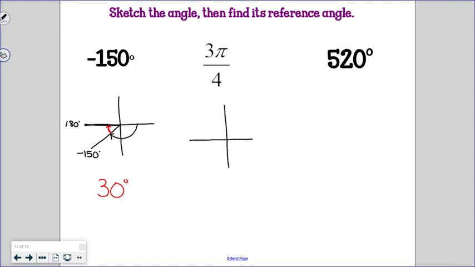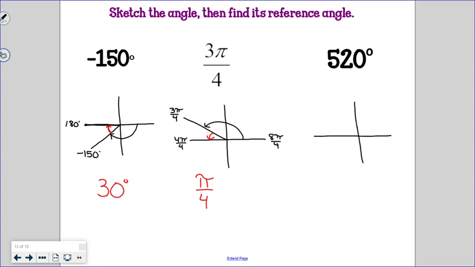Switching to radians. Again, to draw my angle, I think in terms of the denominator, 4 over 4 and 8 over 4. 3 pi over 4 would be just short of 4 over 4. This is going to put me somewhere in here, right? Now think in terms of the numerator. They've got the same denominator. This is 3 pi over 4. I need to get to 4 pi over 4. How short am I? 1 pi over 4, right? So my reference angle would be pi over 4. That's how far it is to my closest x-axis.